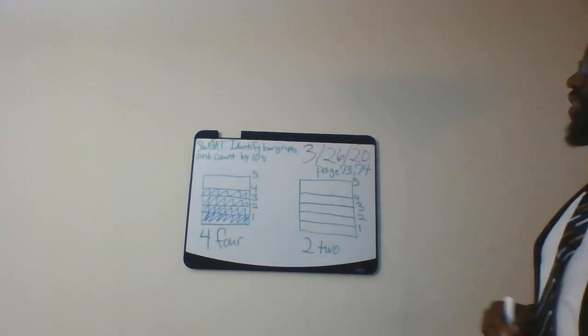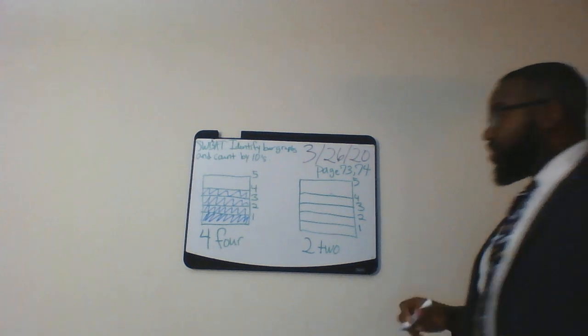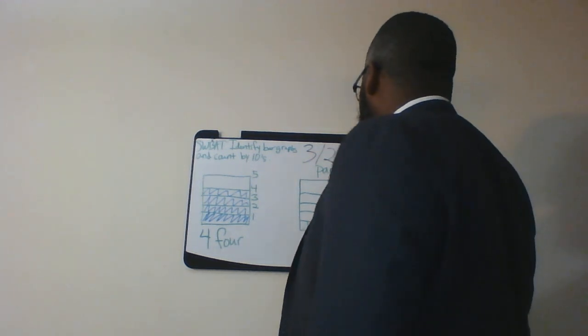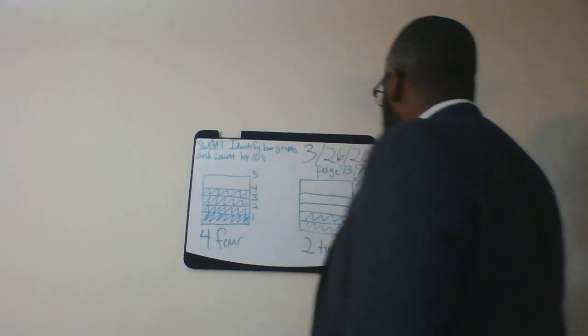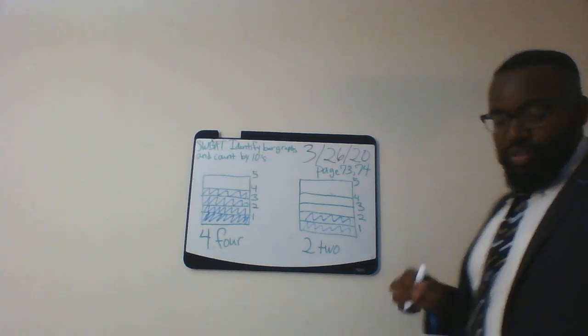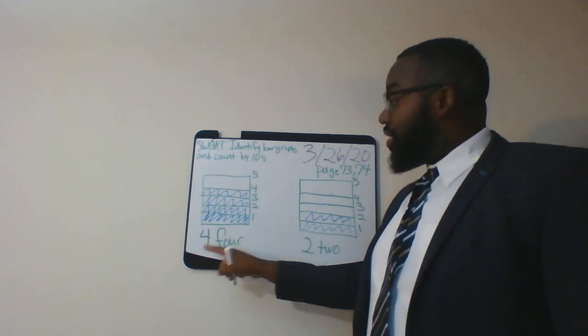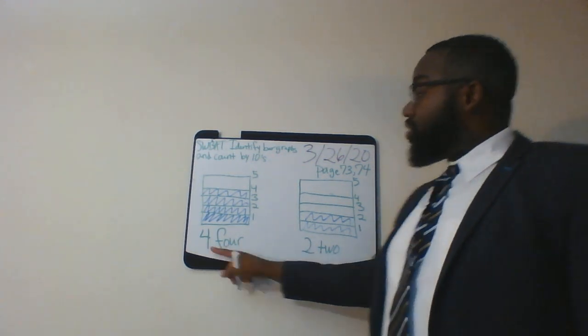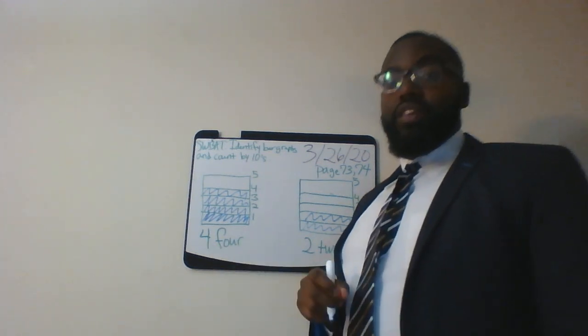Let's go over to the next one. This says 2. So you only shade in 1, 2. So as you look at number 2, make sure you pay attention to what the number asks us on the bottom so you can color the correct amount.